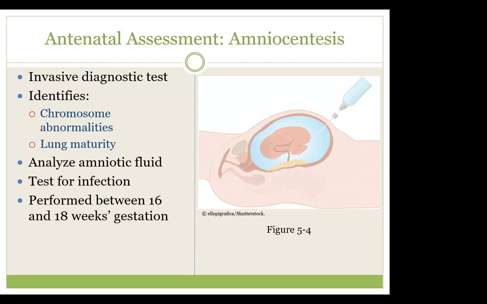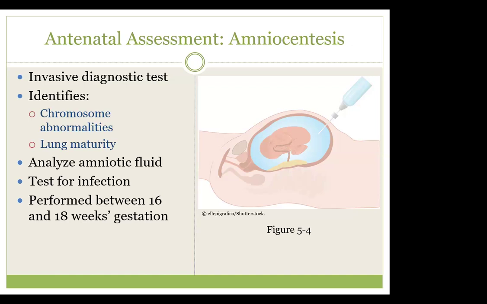It's used most often to identify genetic birth issues, such as chromosome abnormalities. However, it can be used to determine lung maturity, analyze amniotic fluid, test for infection, and release amniotic fluid from the fetus with polyhydramnios. That's when the baby has too much amniotic fluid. It doesn't circulate right, so it builds up on the brain and can cause issues with cerebral spinal fluid draining. So they can extract some of the amniotic fluid to release some of that pressure.